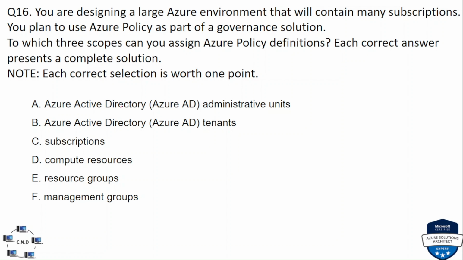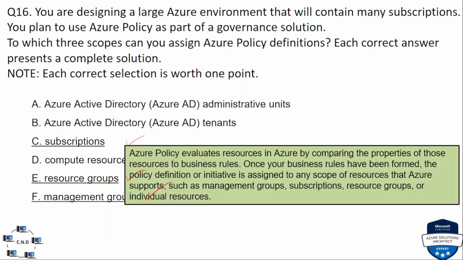Option A, Azure Active Directory administrative units. B, Azure Active Directory tenants. C, subscriptions. D, compute resources. E, resource groups. And F, management groups. And the correct options are subscriptions and resource groups. So these two are, and the third correct option is management groups. These C, E, F are the correct options.